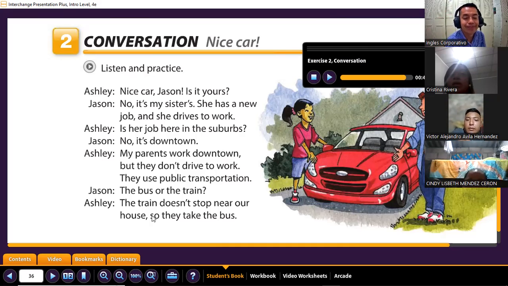Nice car, Jason. Is it yours? No, it's my sister. She has a new job, and she drives to work. Is her job here in the suburbs? No, it's downtown. My parents work downtown, but they don't drive to work. They use public transportation. The bus or the train? The train doesn't stop near our house, so they take the bus.